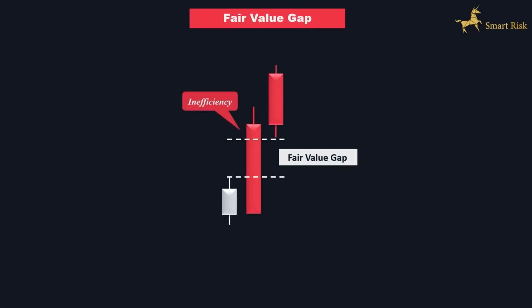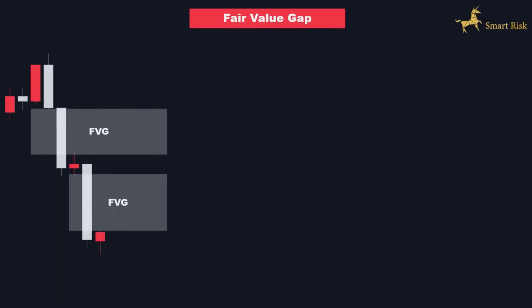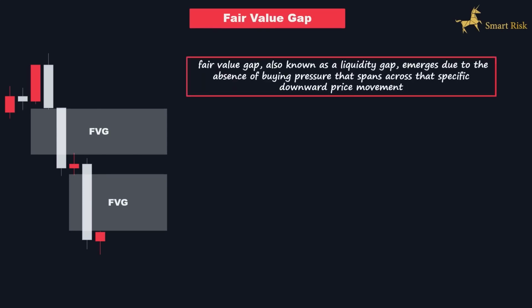Fair value gaps are typically formed within a three-candle sequence and are easily noticeable on the chart as a large candle. The distinguishing feature is that the upper and lower wicks of the neighboring candles do not completely overlap with its body. This creates what we call the fair value gap zone, which essentially fills the space between the wicks and is drawn on the body of the candle. Imagine the scenario where the price experiences a downward movement. In this case, a fair value gap, also known as a liquidity gap, emerges due to the absence of buying pressure that spans across that specific downward price movement.